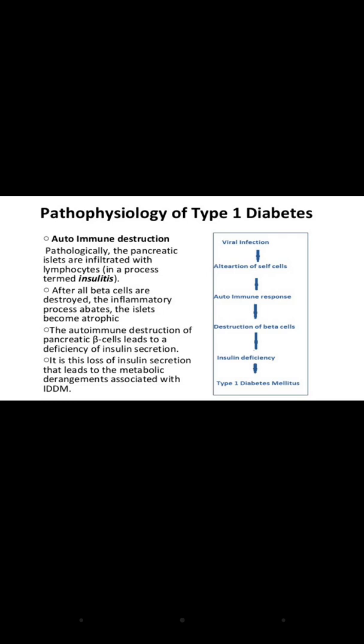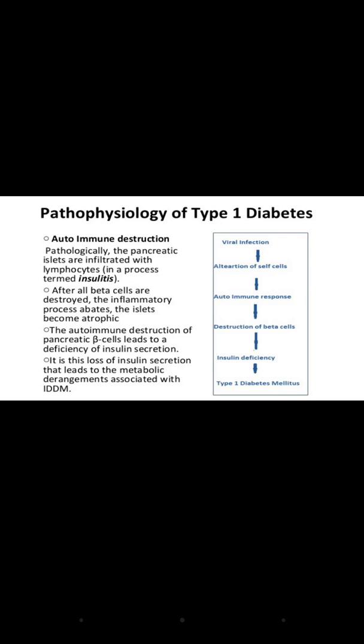Now what is the pathophysiology? First, it is the autoimmune destruction. The pancreatic islets are infiltrated with lymphocytes, right? They get infiltrated with lymphocytes because of an autoimmune disorder, and this process is called insulitis. Then the beta cells get destroyed, the inflammatory process reduces and the islets become atrophied. Atrophied means reduced in size.